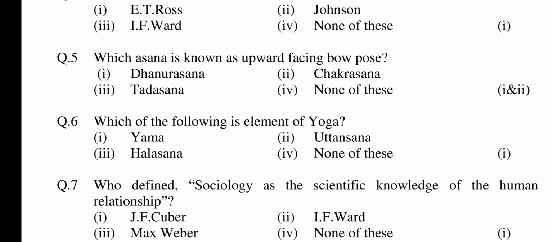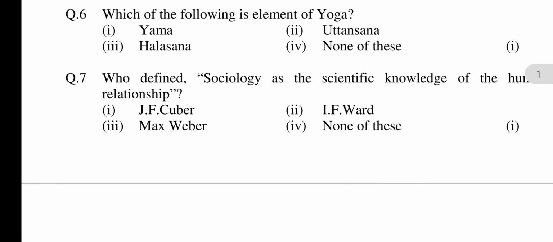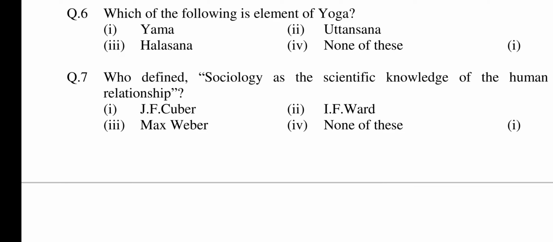Question number 6, which of the following is an element of yoga? Option first Yama, second Uttanasana, third Halasana, fourth none of these. Answer is option first, Yama. Question number 7, who defined sociology as the scientific knowledge of human relationship? Option first J.F. Kuber, second L.F. Ward, third Max Weber, fourth none of these. Answer is option first, J.F. Kuber.